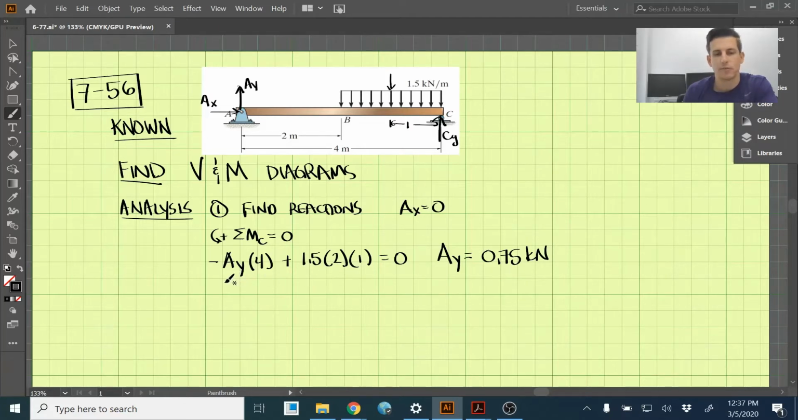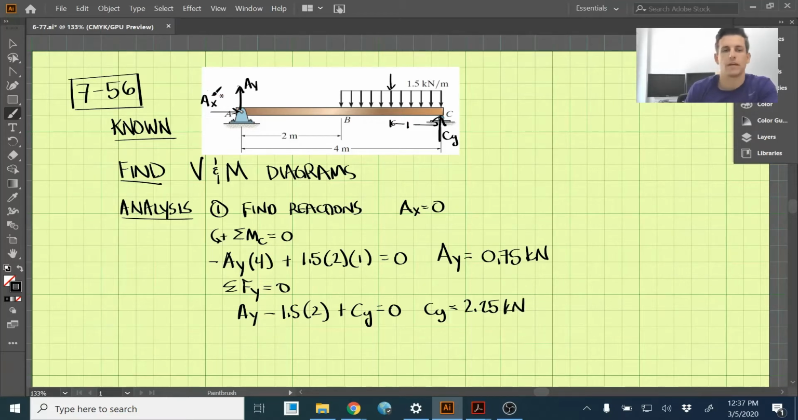Okay, and lastly, we can take the sum of the forces in the y direction and set those equal to 0. Through that, we'll have AY, we'll have our distributed load, which is 1.5 times 2, and then lastly CY pointed upwards, set equal to 0. Solving this equation, plugging in AY, we have CY is equal to 2.25 kilonewtons. So we found the reactions, and now we can get into actually solving for the shear and moment diagrams.